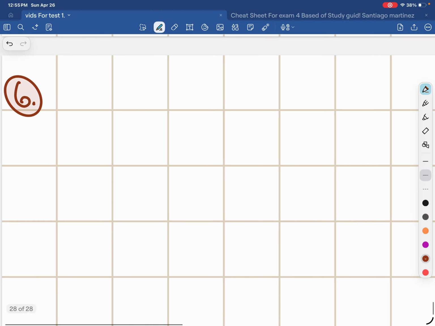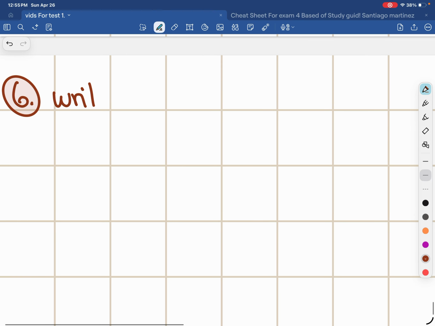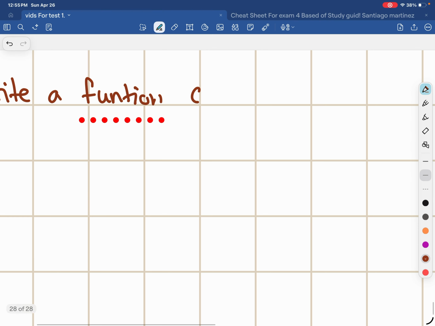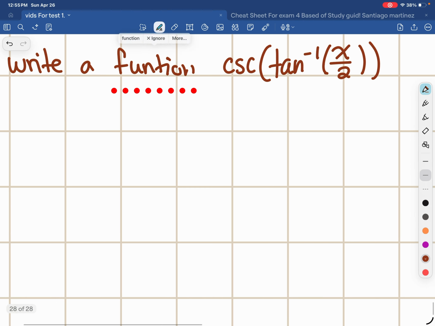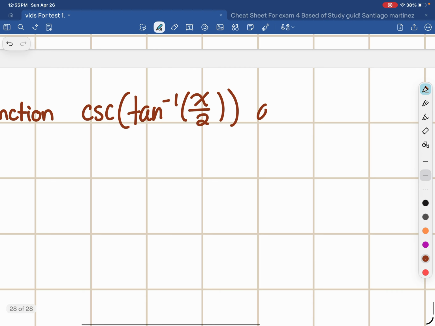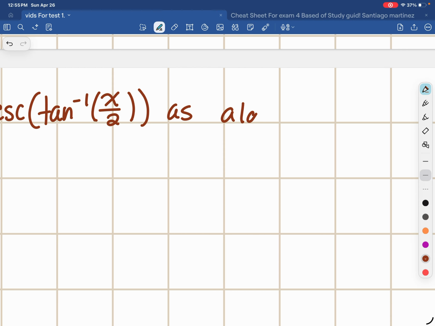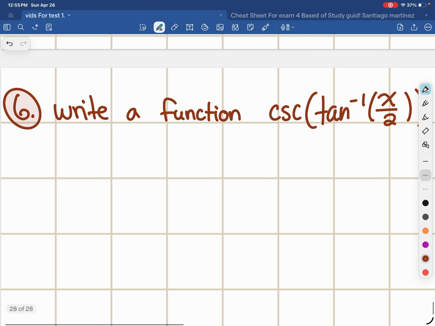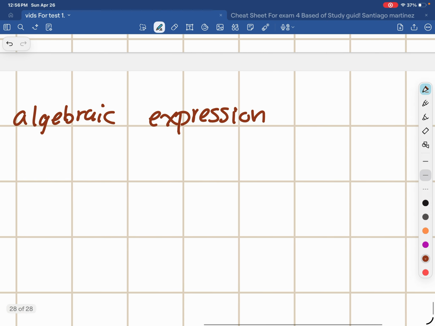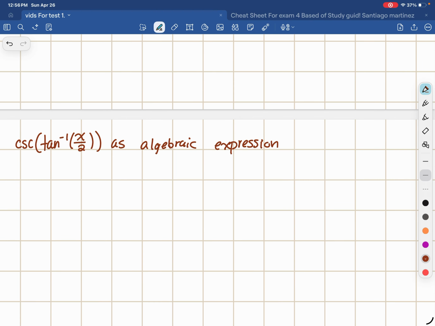Let's write this out together. We're going to write a function, CSC of tangent inverse of x over 2, as an algebraic expression, and we don't want to involve any trigonometric functions.